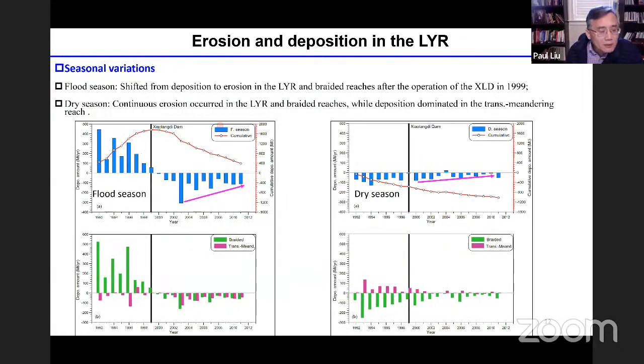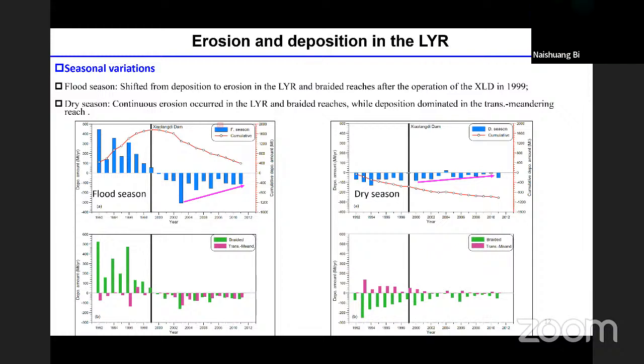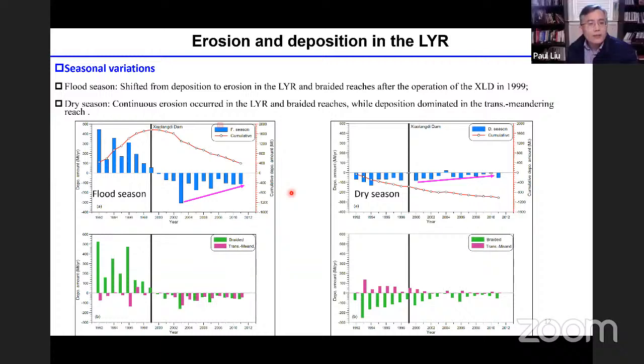Naishuang, excuse me. We cannot see your computer, the mouse pointer. Is it possible you can? Okay, I will change. Can you see? Oh yes, now. Okay, good.